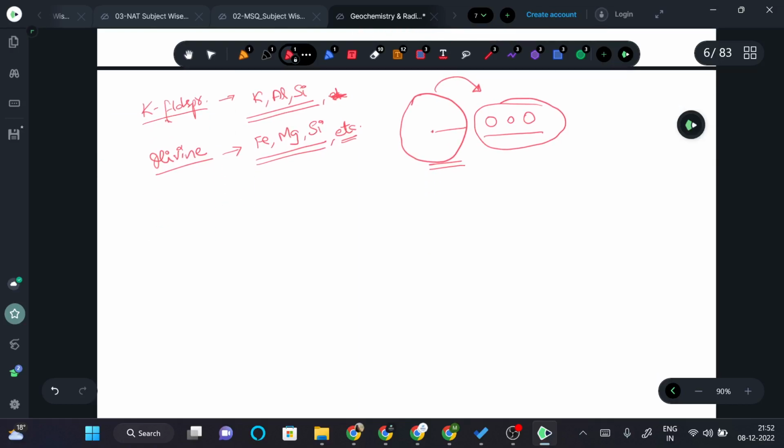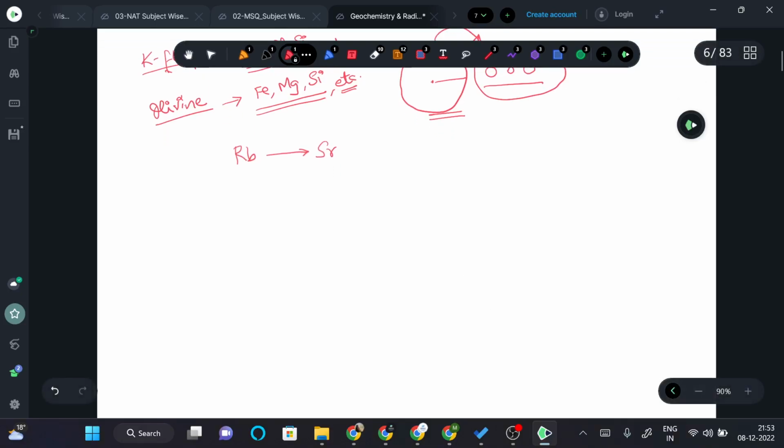So we have two reactions over here, Rb-Sr. I won't write the complete reaction. We just need to understand the concept and a few things we need to remember here. The question would be solved automatically. So between these two, which one is more incompatible? Rb. Rb, yes, right. Rb is incompatible here.